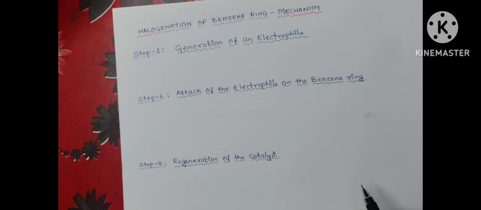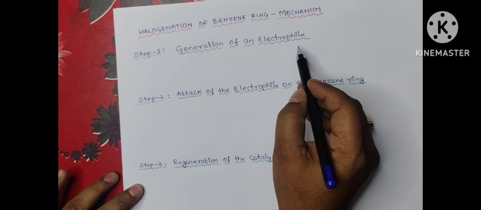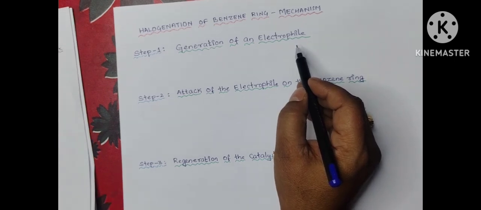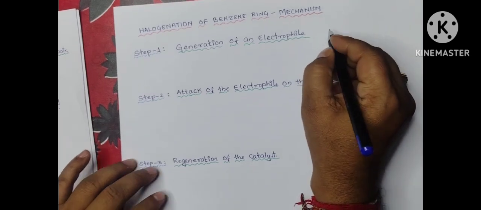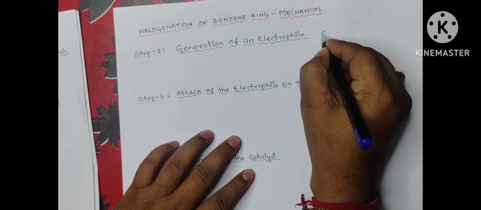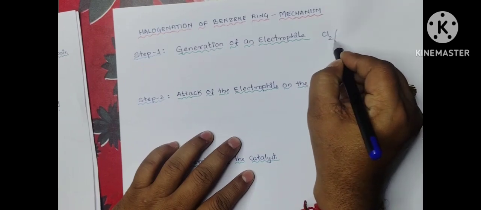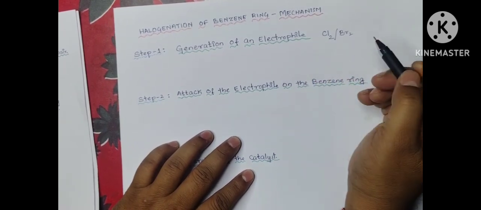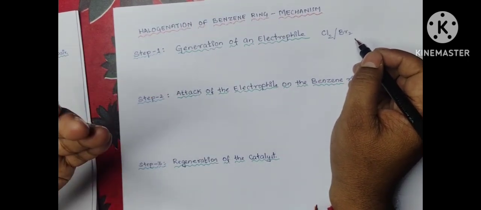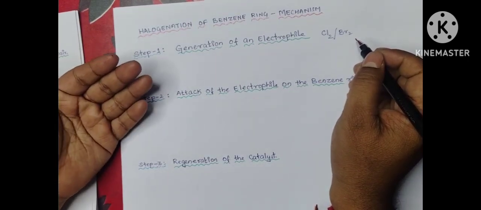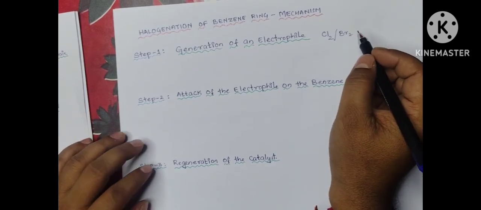The first one is generation of an electrophile. In halogenation we use a halogen molecule such as chlorine. If you are doing chlorination, you take the help of the chlorine molecule. If you are doing bromination, you take the help of the bromine molecule. If it is a chlorine molecule you are reacting, it is called chlorination. If it is a bromine molecule you are using, we call it bromination.